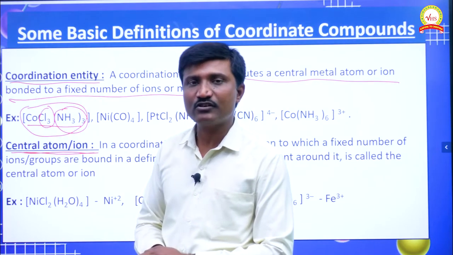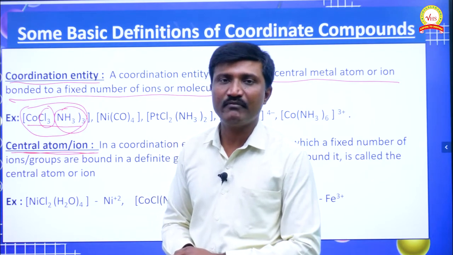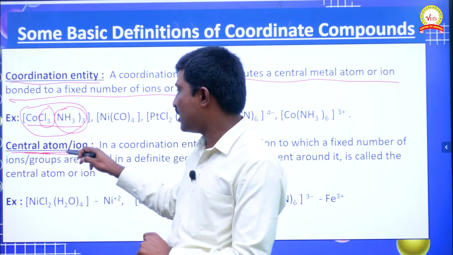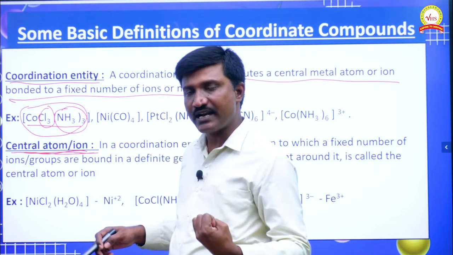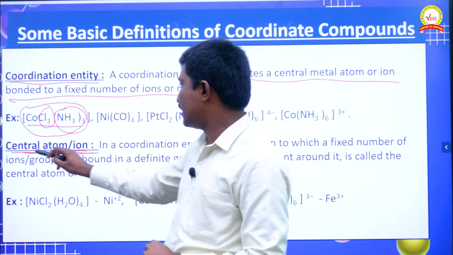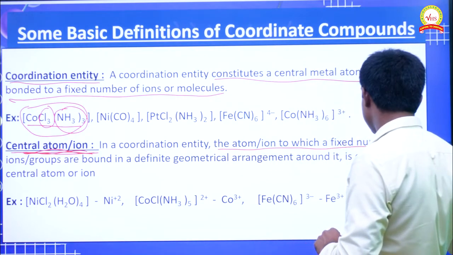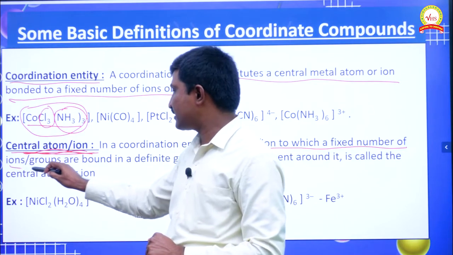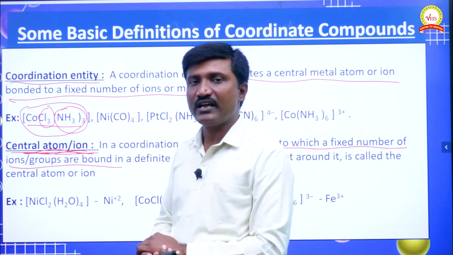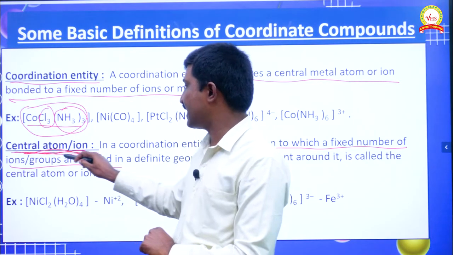Usually in complex compounds or coordination compounds, the central metal atom or ion is a transition metal. The transition metal acts as a central atom or ion, and its empty orbitals accept the lone pair electrons. So that is the meaning of central atom or ion: in a coordination entity, the atom or ion to which a fixed number of ions or groups are bonded.